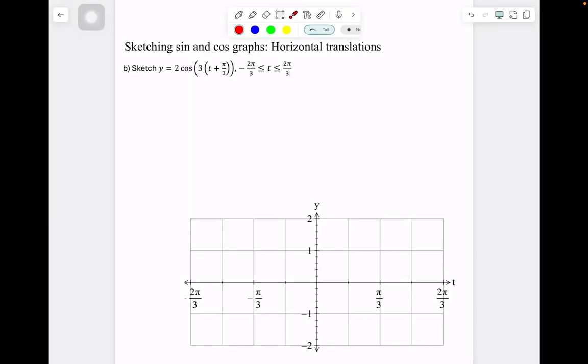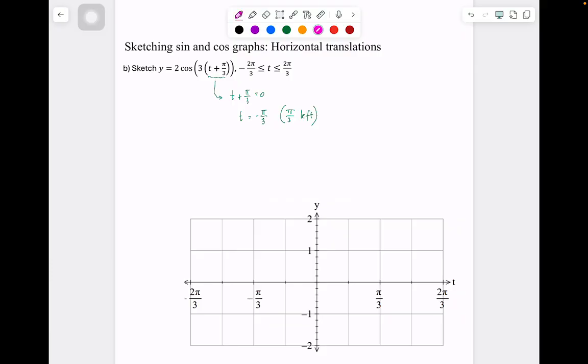In this video, we'll be looking at sketching a cos graph with horizontal translations within this domain here. We can see that we have a horizontal translation here. If we let that inner bracket equal to 0, you can see that we have a horizontal translation of pi on 3 to the left, because it is negative pi on 3.